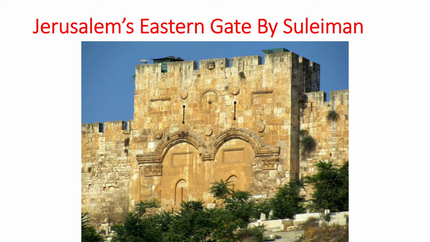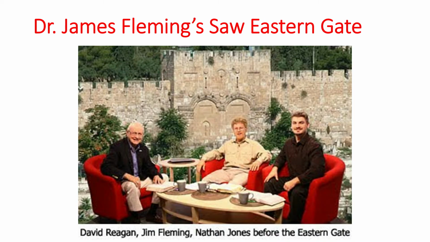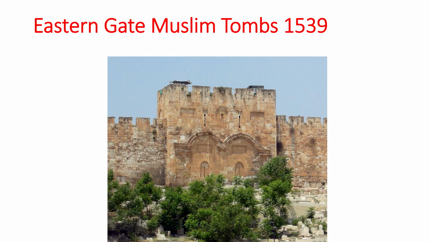So here's the Eastern Gate that you would see today. Suleiman the Magnificent built this. So Salem's son built this. And it's beautiful. What's underneath it? Well, let's talk about this first, and so you can see the graves and then come back to this guy.